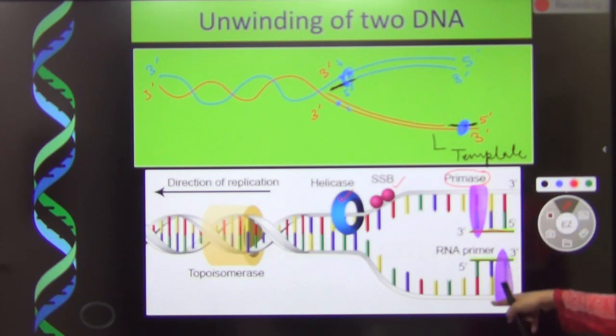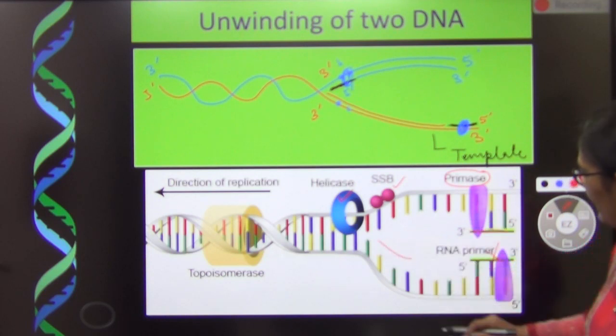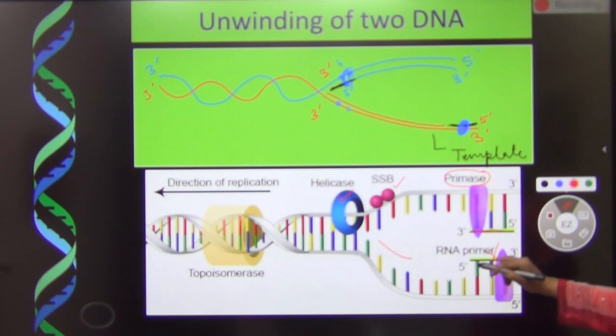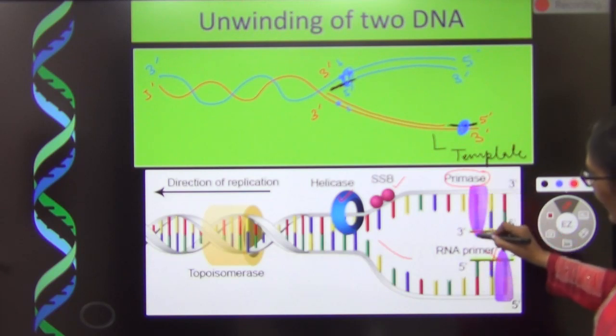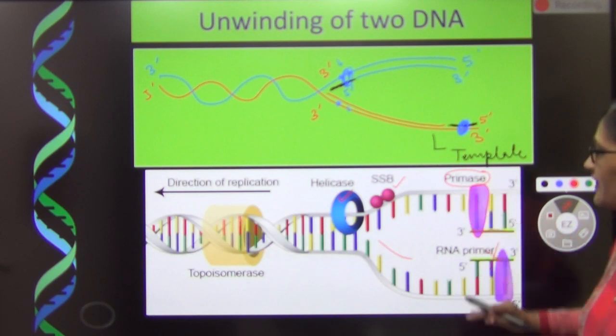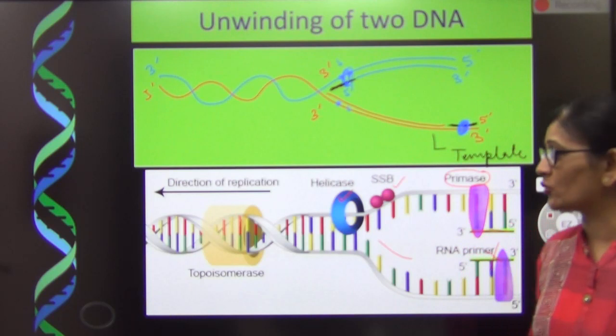Why have I added primer both ways? No, this is wrong. Only in this case the primer should have been added from this side. This primer has been added with the help of the enzyme primase, and once the primer is made, then this enzyme DNA polymerase sets into action. For further uncoiling, I have another enzyme called topoisomerase.